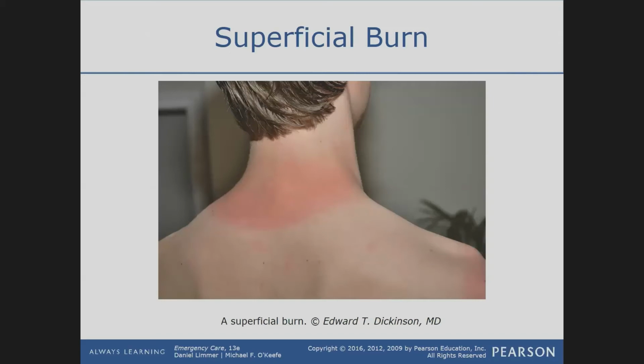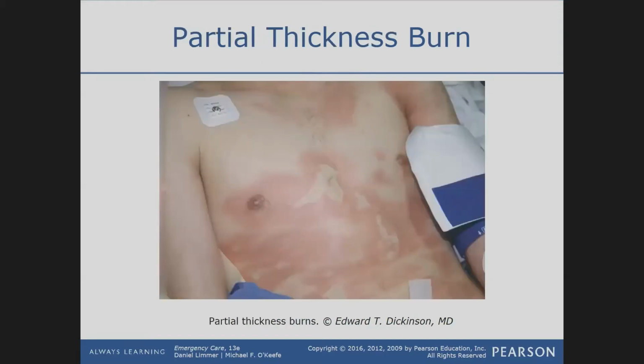There is a first-degree burn, also known as a superficial burn. That's the kind of burn you don't normally get when you go to the beach. Now, in severe cases, you can even have blistering with the superficial burn, but that's not always the case.